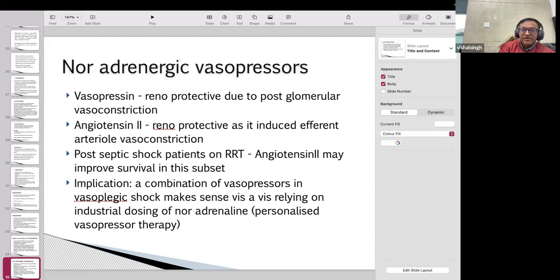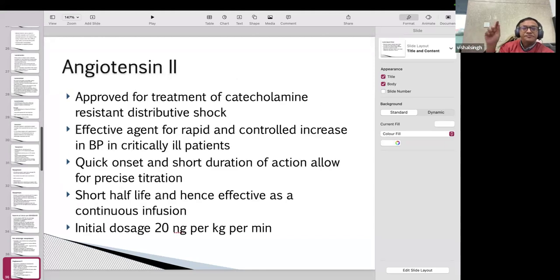No angiotensin currently, we don't have it IV in our scenario. And a combination of vasopressors and inotropes makes sense vis-a-vis relying on high-dose noradrenaline alone. I think that is the message here: try to use a combination of vasopressors and inotropy so that you don't overdo the dosage, and try to keep your parameters in an acceptable range, not in the higher range just because you want to feel happy about a certain blood pressure.